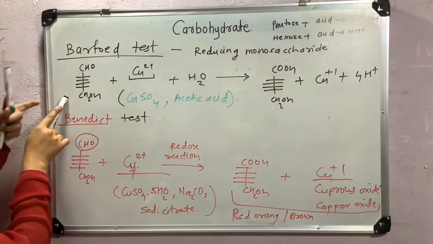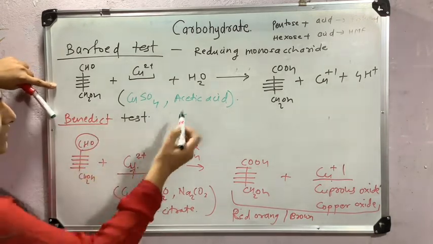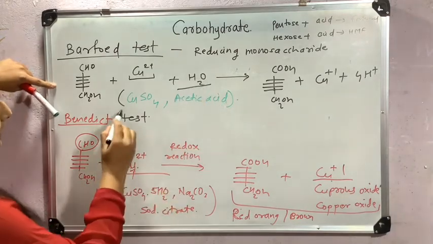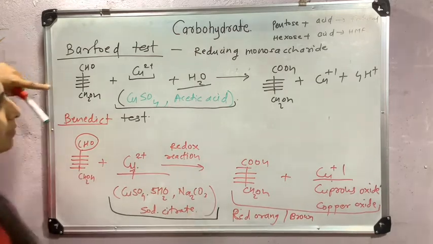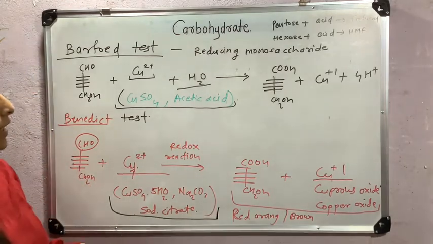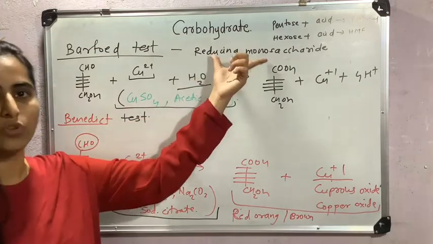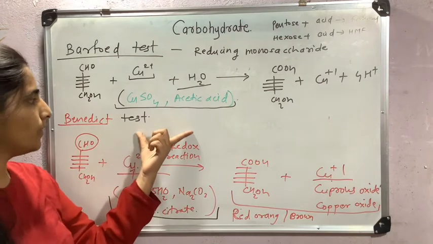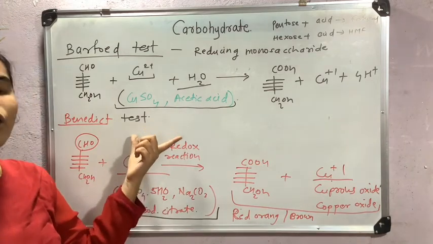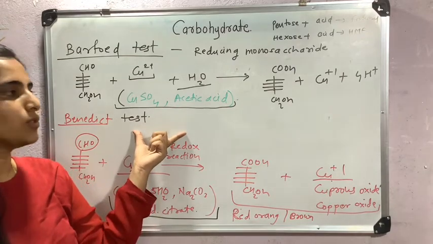This is the Barfoed test and this is the Benedict test, but there is a difference, and two different reagents are used for different purposes. Here we have to distinguish reducing monosaccharide from disaccharide, and there we have to detect reducing sugar.